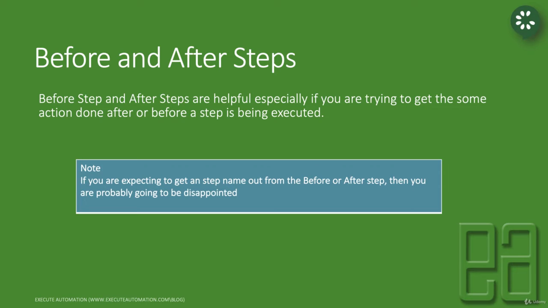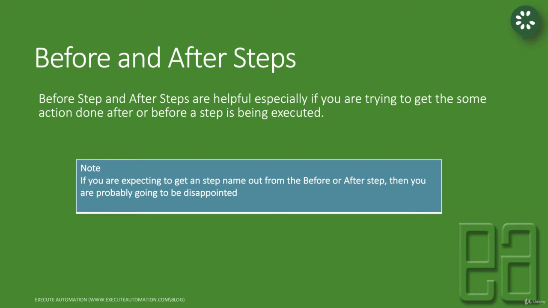It can be some sort of logging, or if you want to get some information on a step, something like taking a screenshot after a step has failed, you can do that. This is where the before step and after step are very helpful, at least for reporting purposes. But note, if you are expecting to get a step name out of the before or the after step, then you probably are going to be disappointed. The reason is that there is no such way that you can actually do that.